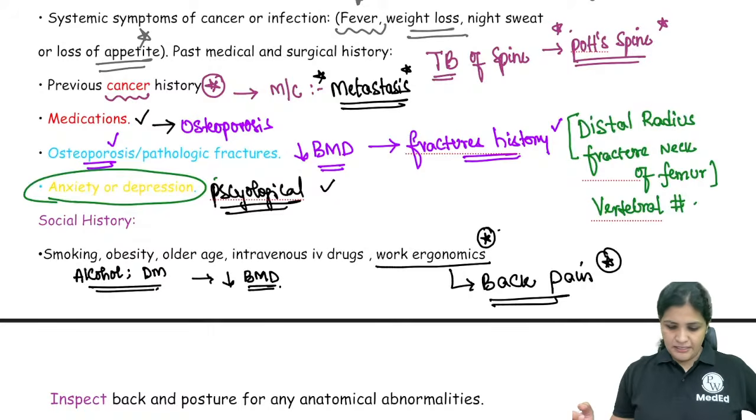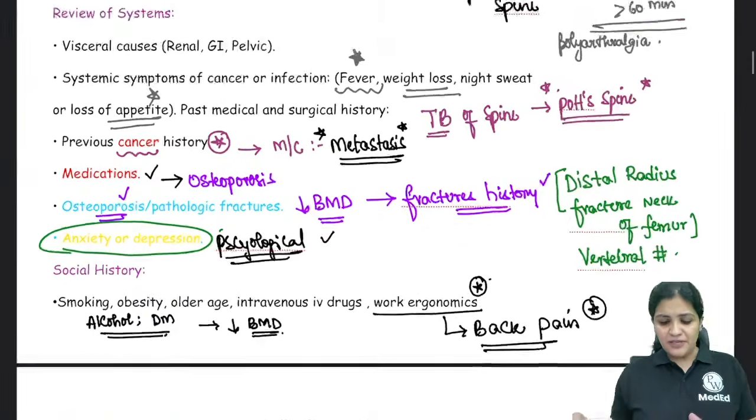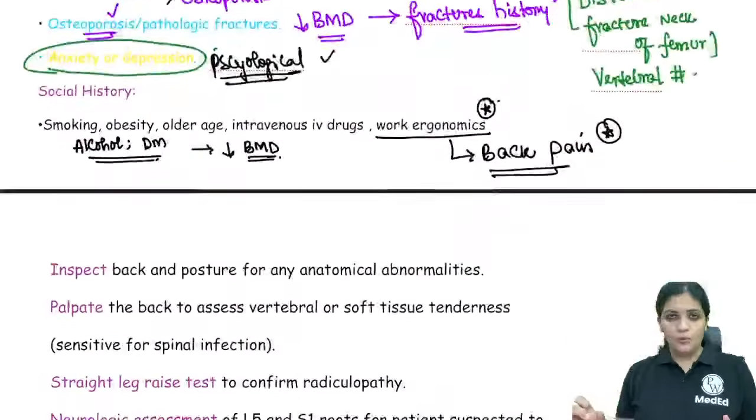Okay, yes, certain medications, yes, PPI can sometimes lead to osteoporosis. Yes. So this is about the history taking. So a detailed history has to be taken to come to a conclusion.